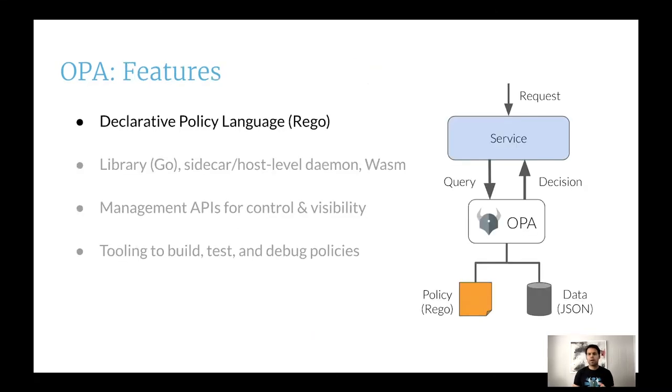At the core of OPA is a high-level declarative language called Rego. And with Rego, you can write policy decisions which are more than just allow, deny, true, false, boolean. Your policy decisions could be sets or objects or strings or any collection of values. So OPA can help you answer the question, can Bob access a particular field? And it can also help you answer the question, which fields can Bob access?